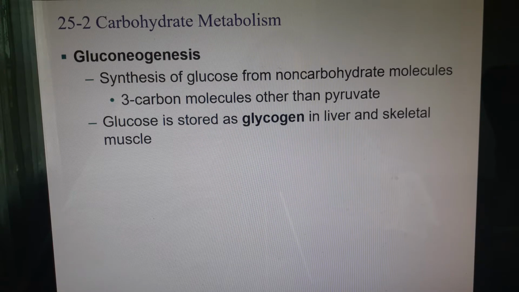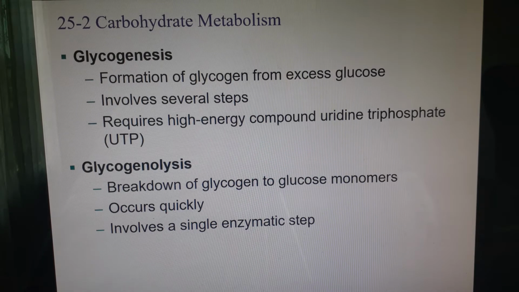So gluconeogenesis is getting that 3-carbon source from any other molecule that's not pyruvate that's been broken down by glycolysis. Now, in our bodies, we store glucose in a long chain form known as glycogen, and it's formed in the liver, and it's stored in the liver and in the skeletal muscle. Glycogenesis is building glycogen. So we always build glycogen from excess glucose. If you have a glucose-rich meal, your body takes in what it needs, and what's left, it takes to the liver, and it is made into glycogen. So genesis in glycogenesis tells you you're making glycogen.